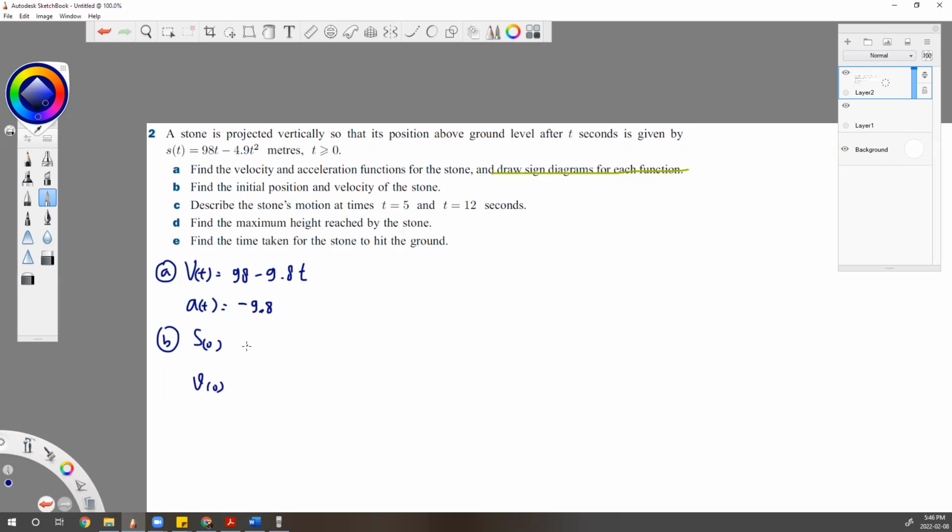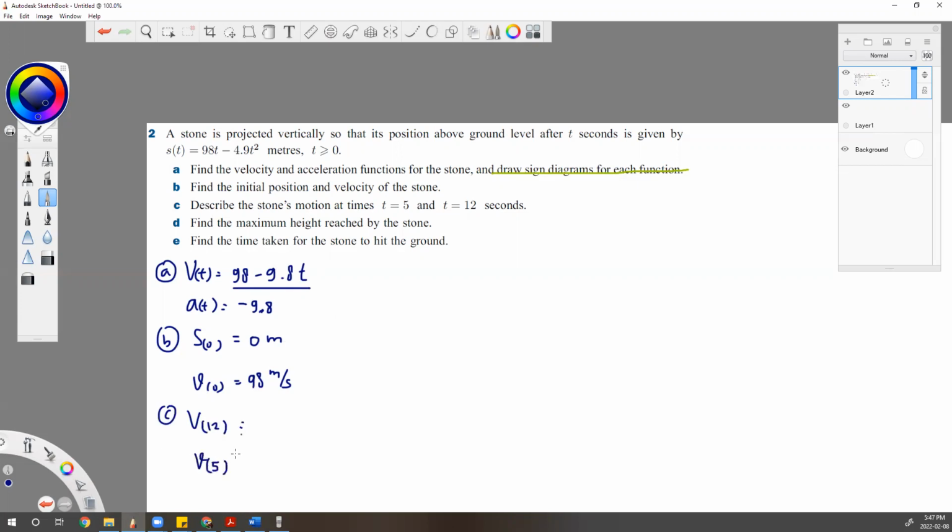Okay, so S0 is 0, right? Because 98 times 0 minus 4.9 times 0 squared. And V0, 0 also. Oh, no, sorry. V0 is 98, right? I almost forgot. 98 minus 9.8 times 0, so 98 meters per second. Next: describe the stone's motion at time 5 and time 12 seconds. So motion, it means you need to find the V5 and V12, right?